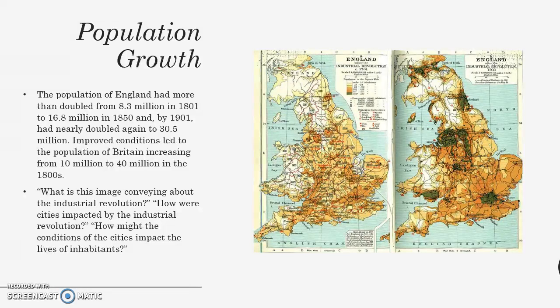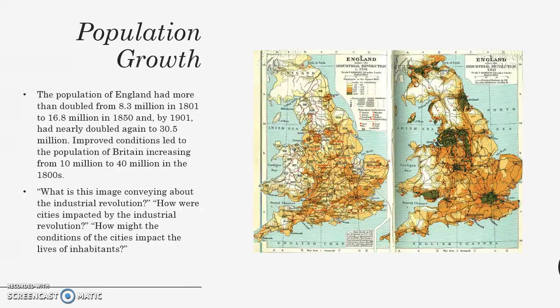So this led to immense population growth. The population of England had more than doubled from 8.3 million in 1801 to 16.8 million in 1850, and by 1901 had nearly doubled again to 30.5 million. Improved conditions led to the population of Britain increasing from 10 million to 40 million in the 1800s.